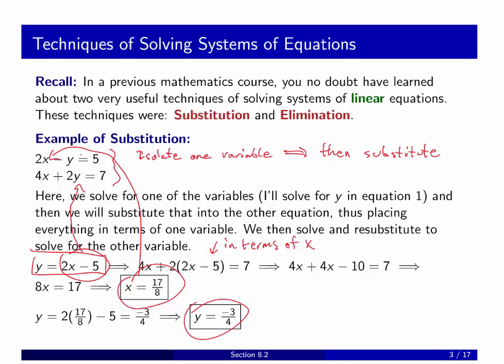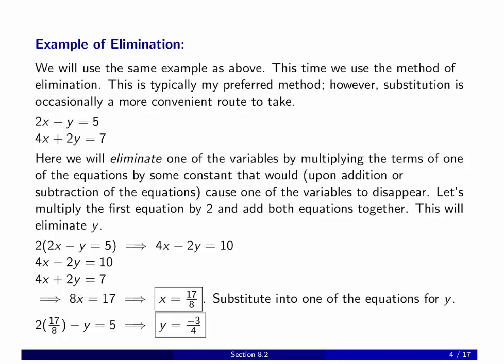Pretty straightforward. Elimination, which is my preferred method, typically. I'll use both depending on the situation, but I tend to use elimination more. It is when you try to remove, or essentially make, one term disappear. So for instance, if you look at these, if you were to add these together, the result here would be 6x plus y equals 12.